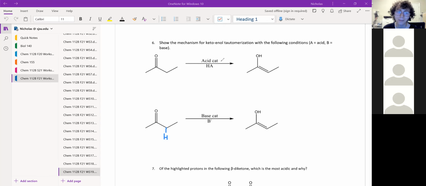it's kind of logical. If you're adding acid, it's going to add where there's electrons. That's why it added up here. If you're adding a base, it's going to take the acidic proton, which is this one. That's the most acidic proton here. And then it's going to form that enolate that we showed before.